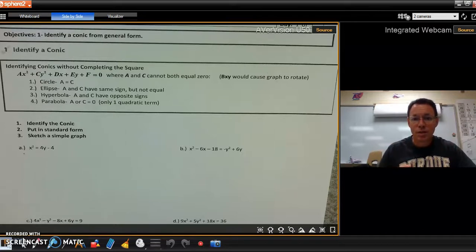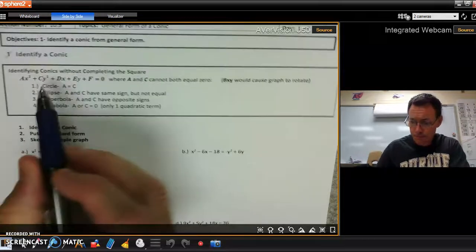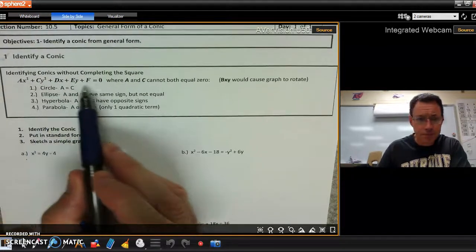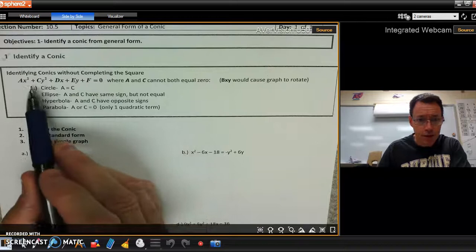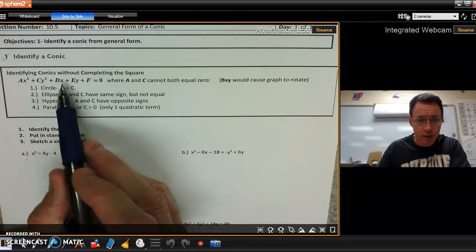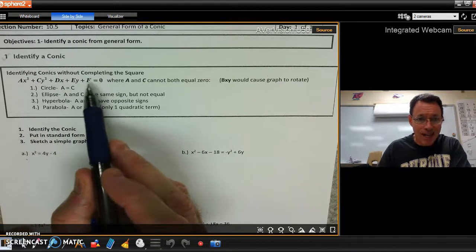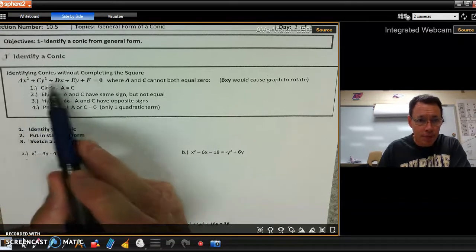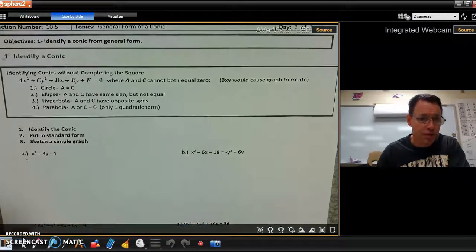But you need to know, all the formulas look different from each other. So you need to know what shape you're dealing with before you start to put it in standard form. Okay? So this is general form right here. You've got your x squared and your y squared together, your x and your y. This would be a constant. And all these capital letters are like the coefficients of the variables.